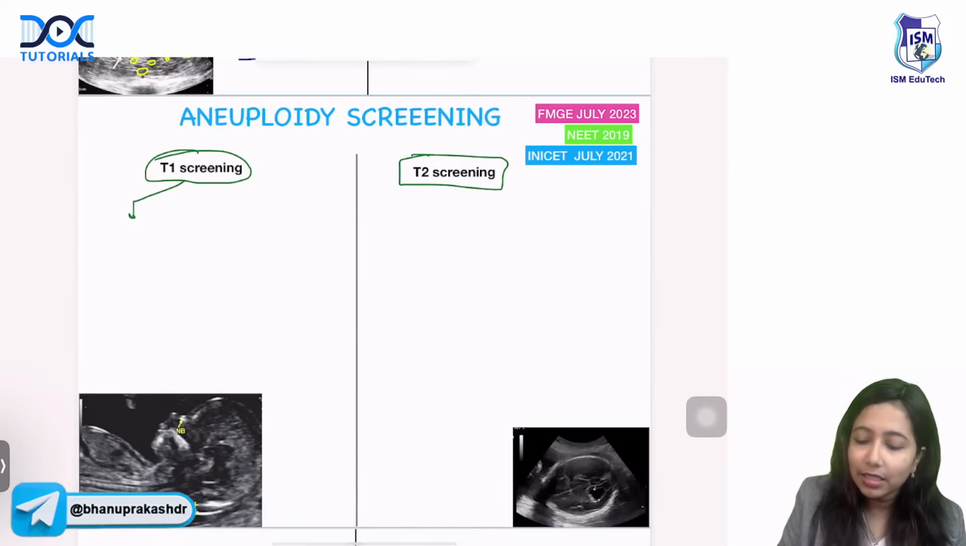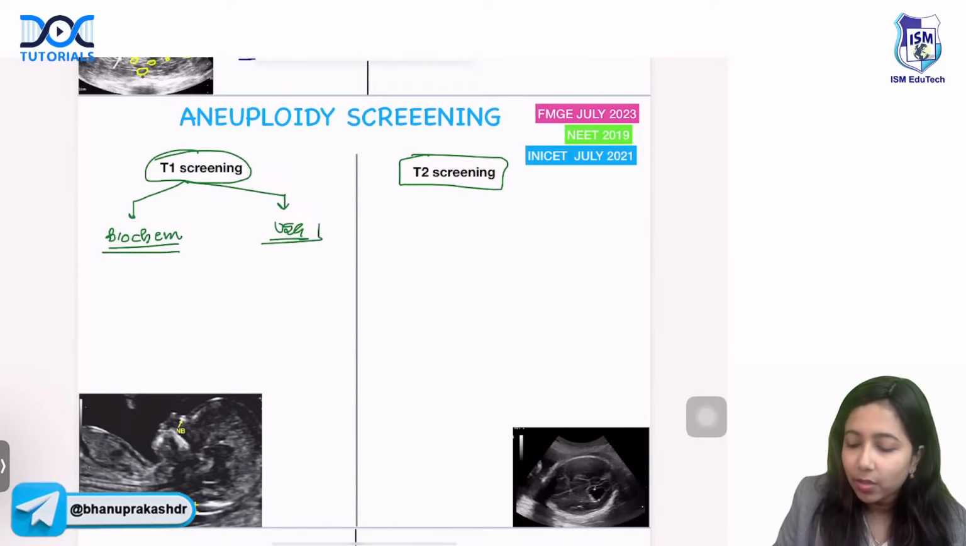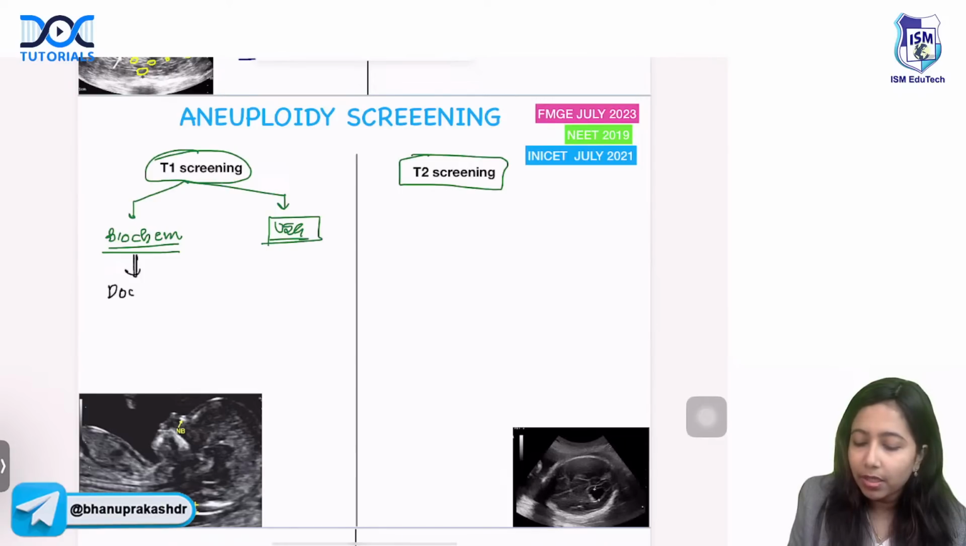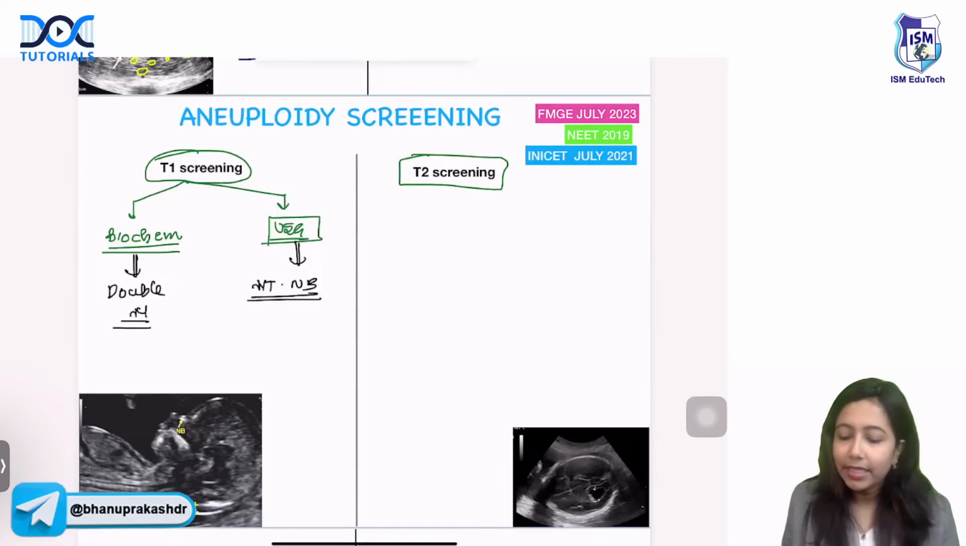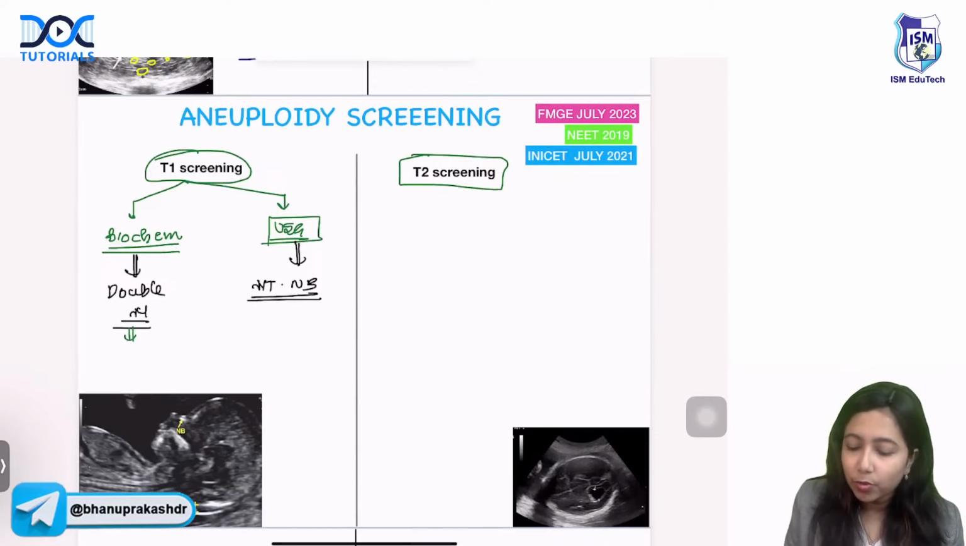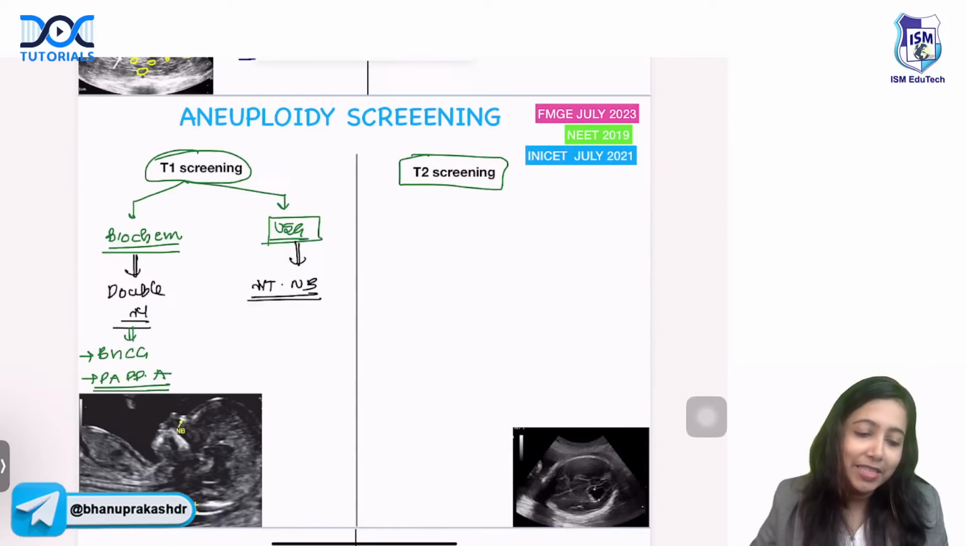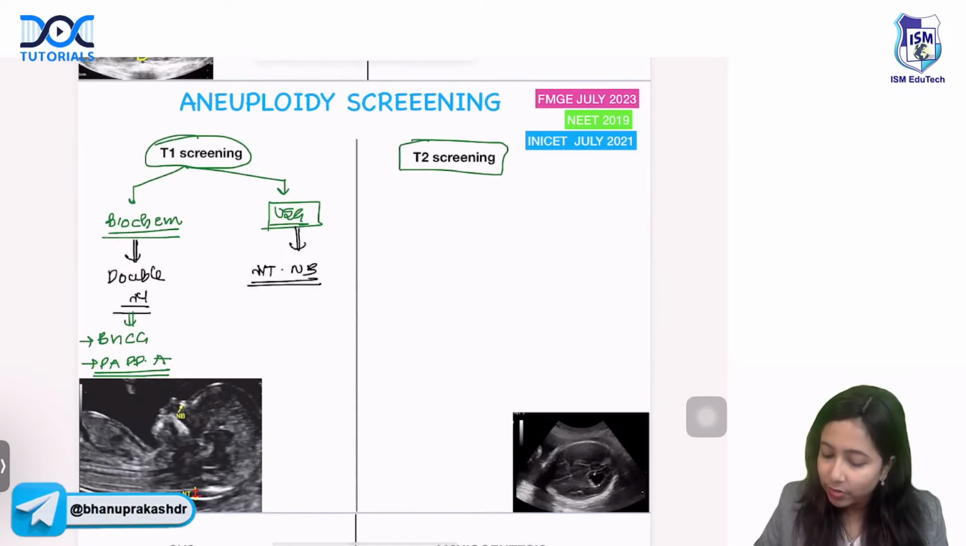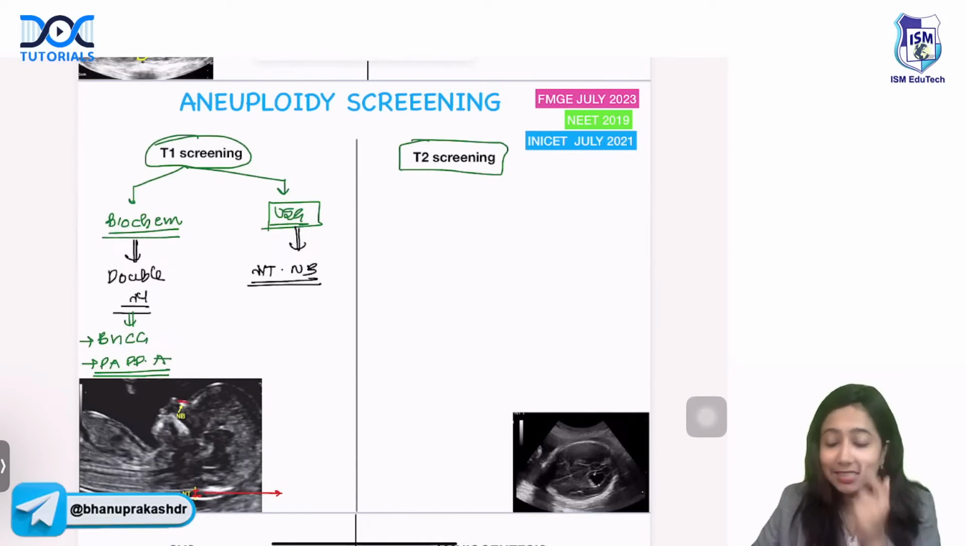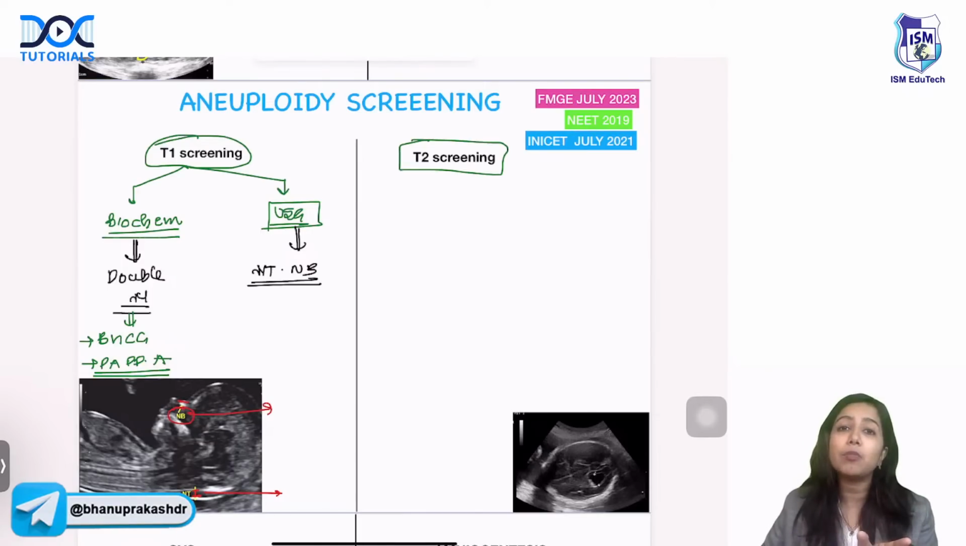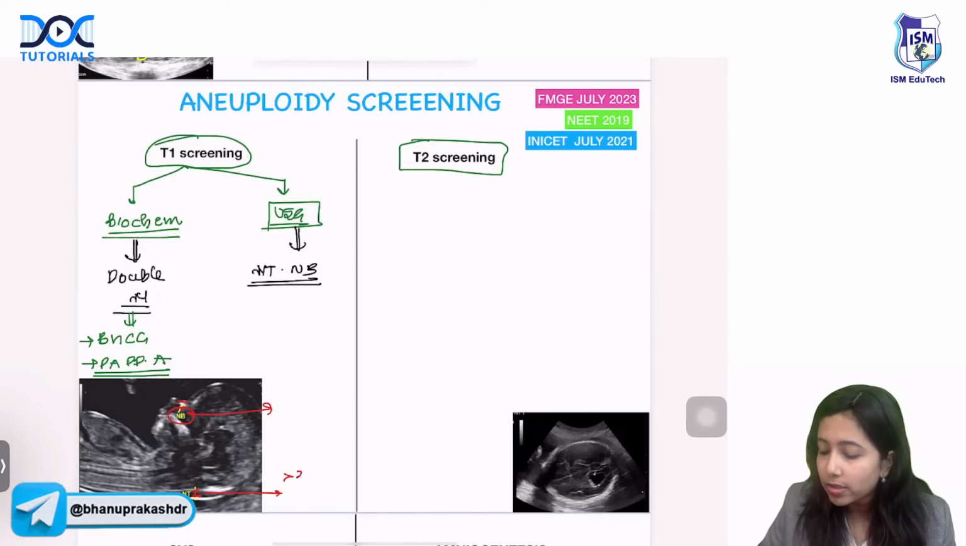The first trimester screening includes the biochemical test as well as the ultrasound. In the biochemical test, we do the double marker. In ultrasound, we go for the NT-NB scan. In double marker, the two markers which are tested are beta HCG and PAPP-A. The scan is basically showing you the NT-NB scan. This translucent area which is there behind the nape of the neck is the nuchal translucency. And the bone which is present here is the nasal bone. We look in the scan for the nasal bone and nuchal translucency. Nuchal translucency more than 3 millimeter is always abnormal.